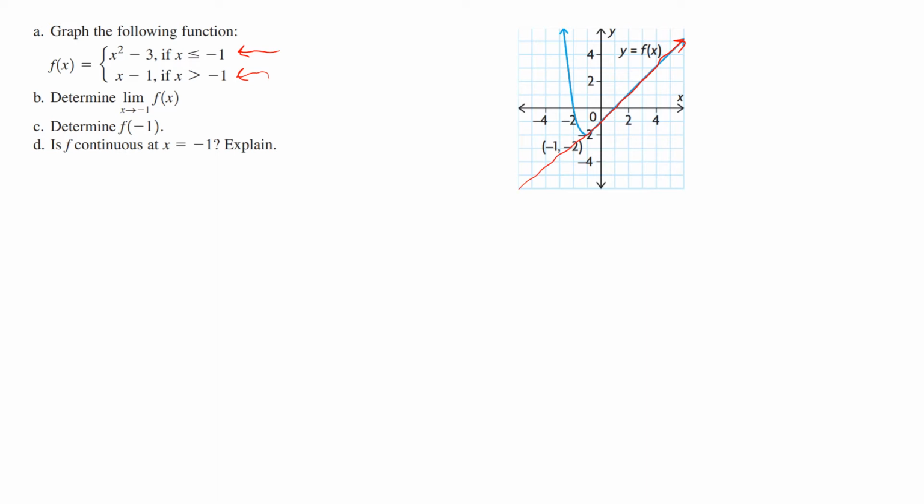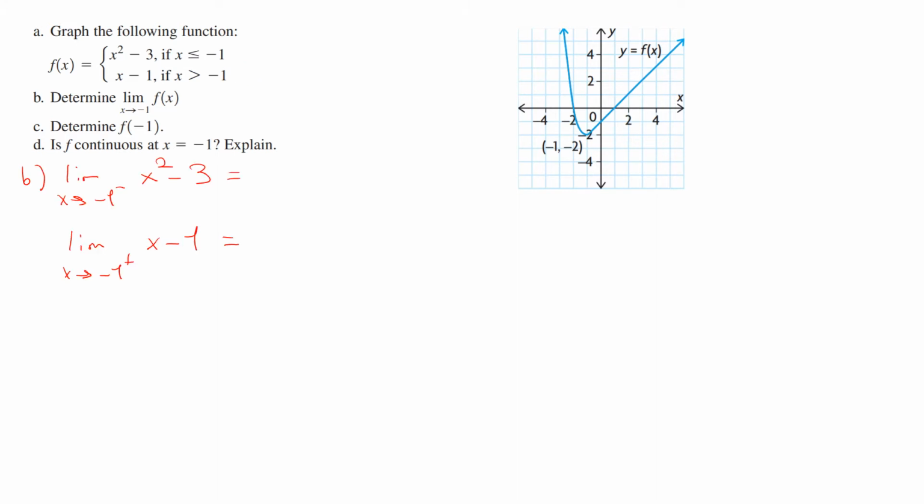So including -1, we cannot graph it. So they would erase this part and get the whole function like that. The second part asks us to determine the limit as x approaches -1 of f(x). What we're going to use is the one-sided limit.